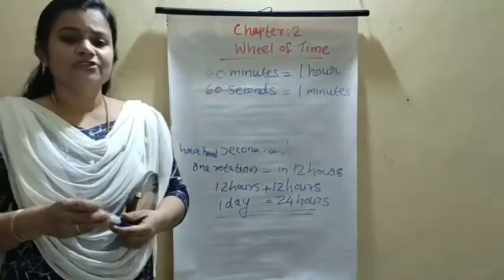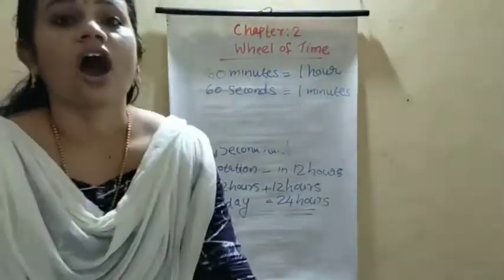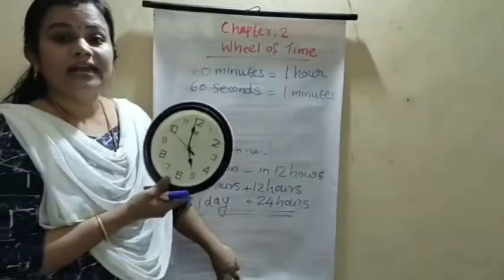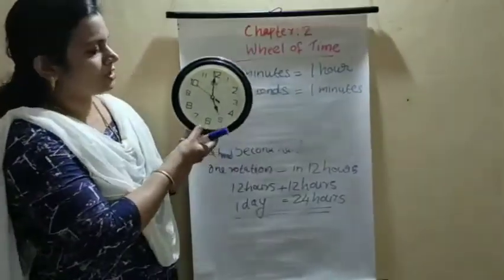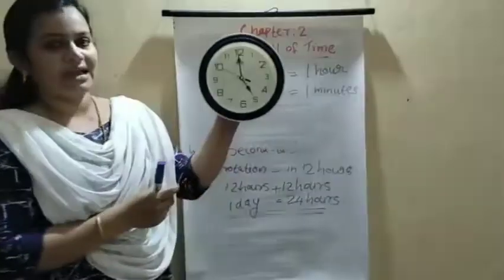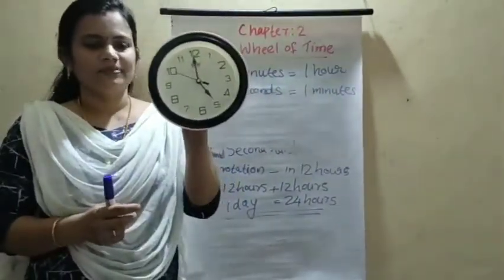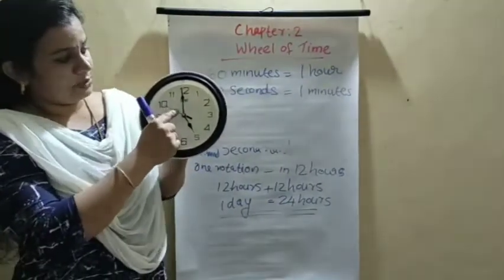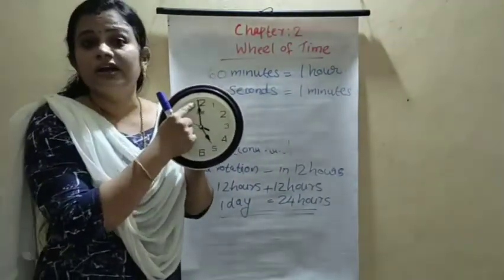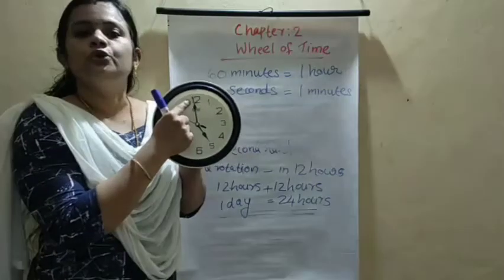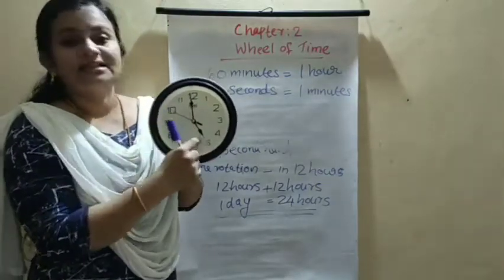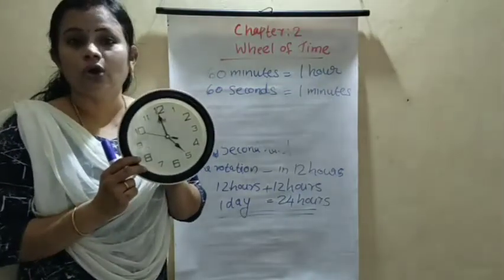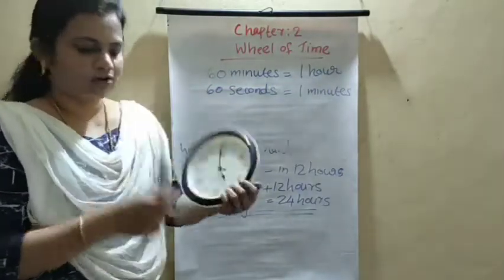Understood all? Next one, how to read the time. You look at the clock. How to read and write the time. Look at the clock here. How to read this time? The hour hand is on 5. The minute hand is on where? 12. So how to write this time? What's the time now? This is 5 o'clock.